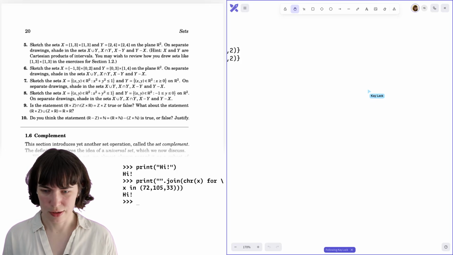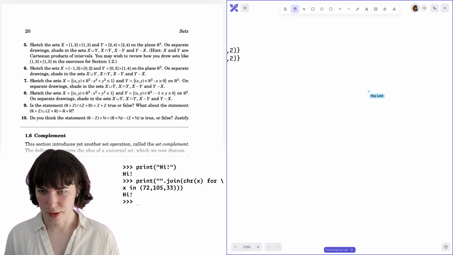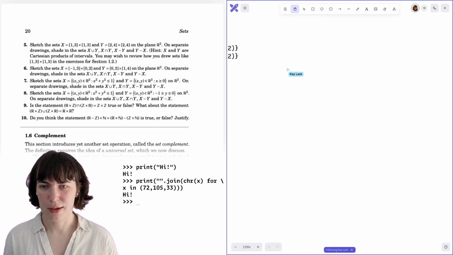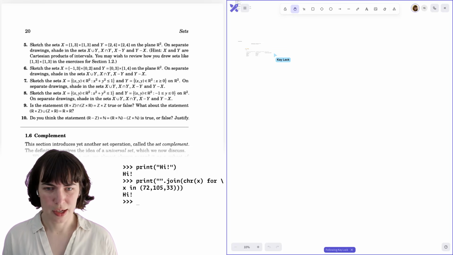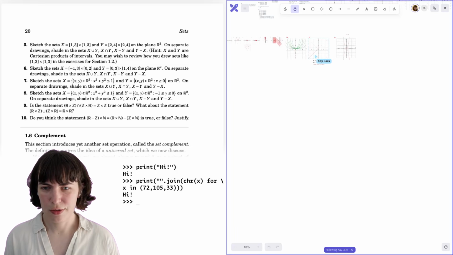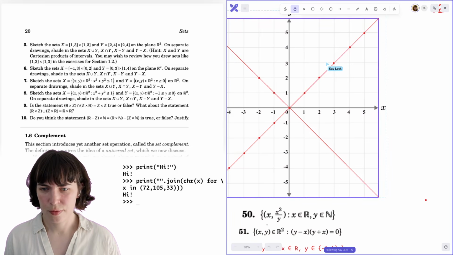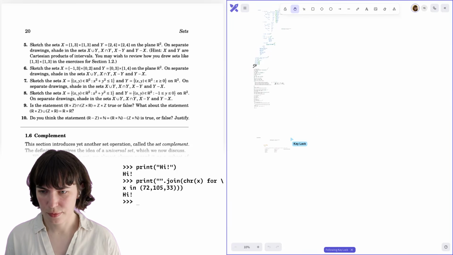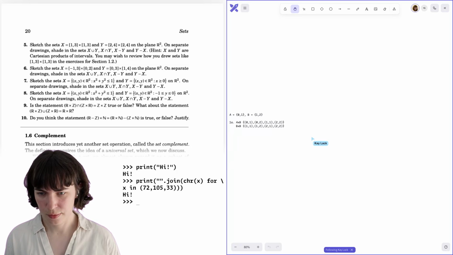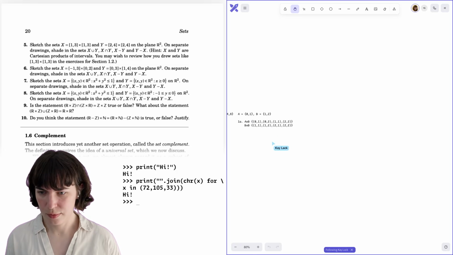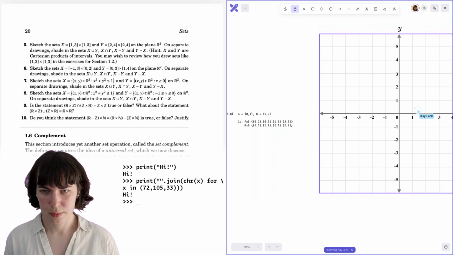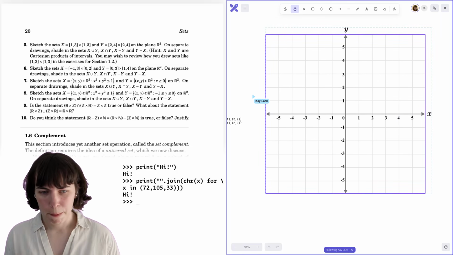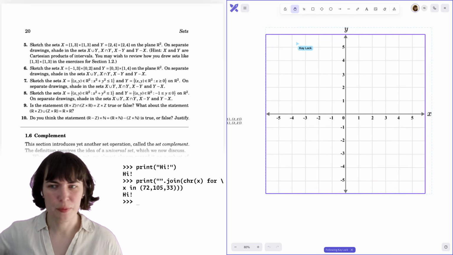Let me get myself a... Oh, it's time. Let me find myself a little thing to draw on. Is this small enough? Yes. Okay.